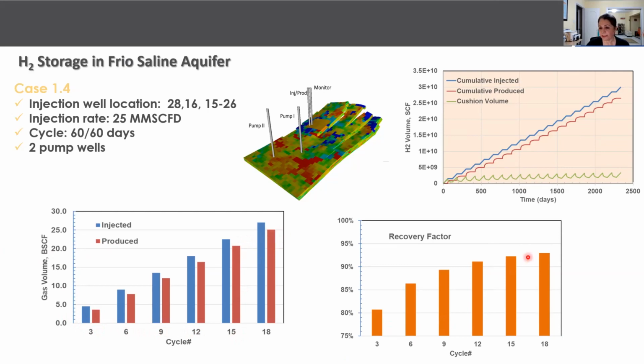And the recovery factor corresponds to the injected and produced. Initially, maybe 80% of hydrogen is recovered, but then over time, we get to almost 90% recovery. And this is in saline aquifer, but required some optimization.